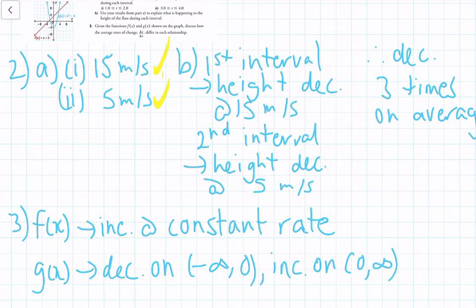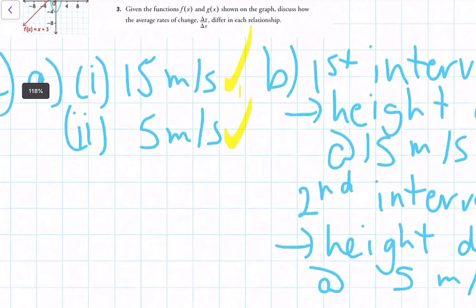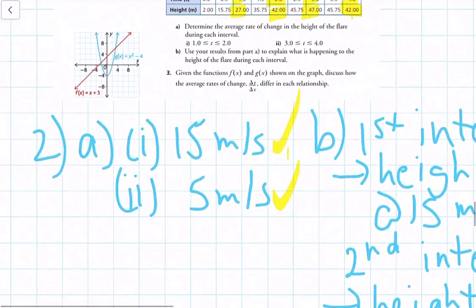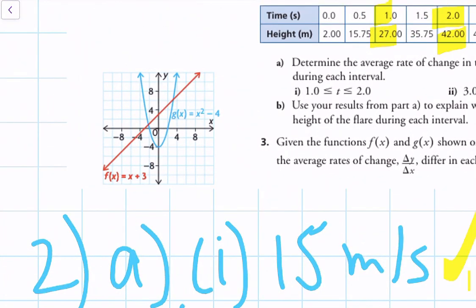Okay, then for question 3, it says, given the functions f of x and g of x shown on the graph, discuss how the average rates of change, delta y and delta x, differ in each relationship. Okay, so this is actually what I was talking about before, right? Because you can see here that this function is linear and this function is nonlinear. And so that means that depending on where I select my points for my average rate of change on the nonlinear function, the resulting slope is going to differ. Whereas for my linear function, no matter where I select the points, it will always give me the same slope. And so that's what we get in our answer.